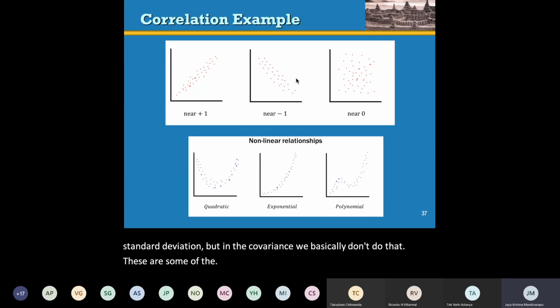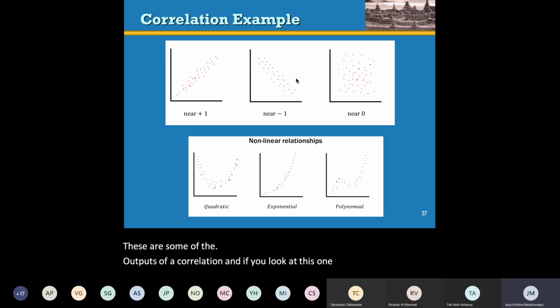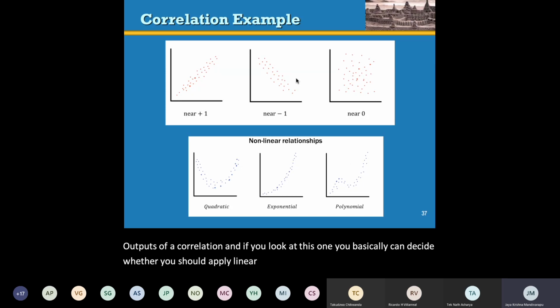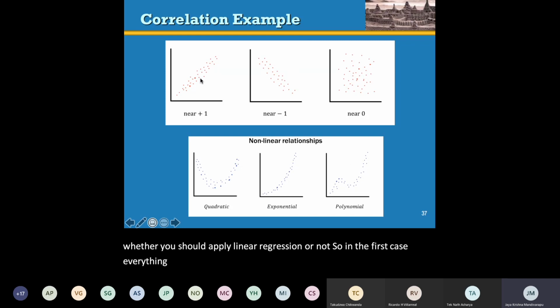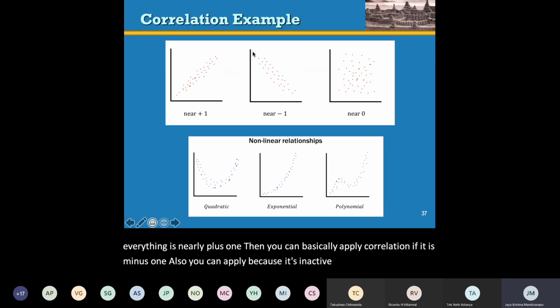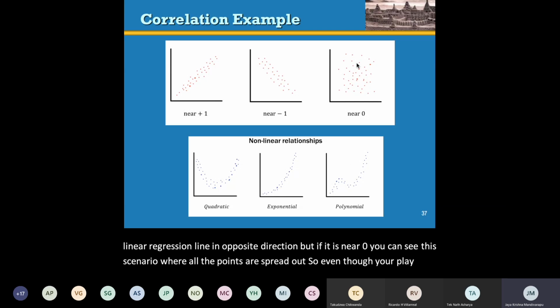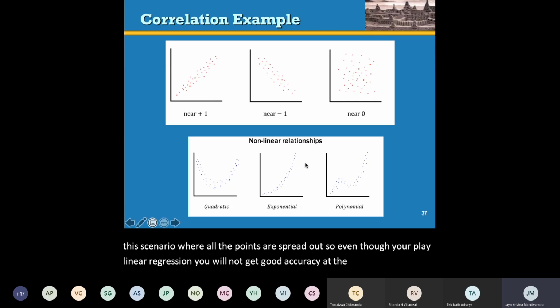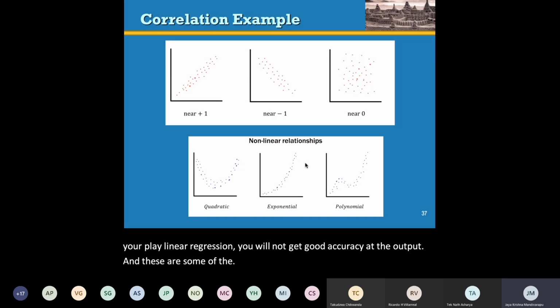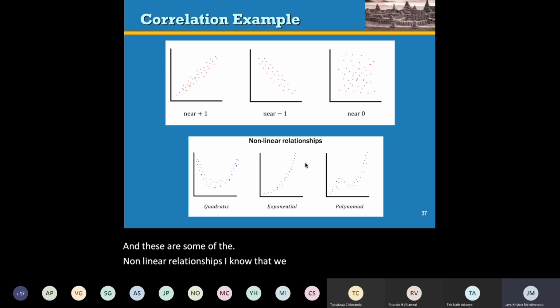Okay, these are some outputs of a correlation, and if you look at this one, you can decide whether you should apply linear regression or not. In the first case, everything is nearly +1, then you can apply it. If it is -1 also, you can apply it, because it's negatively related, you will get a linear regression line in the opposite direction. But if it is near 0, you can see in this scenario all the points are spread out. So even though you apply linear regression, you will not get good accuracy at the output. And these are some of the non-linear relationships. I know that we discussed polynomial or exponential lines and sine waves at the start of the class.